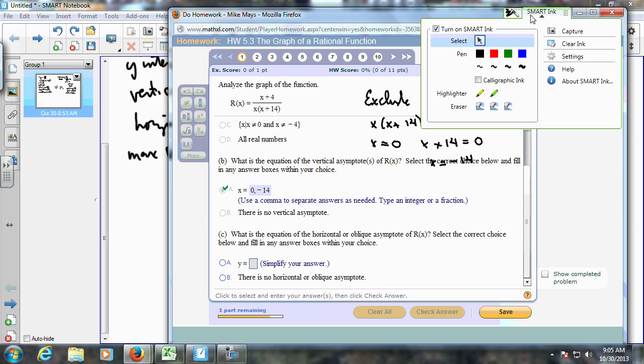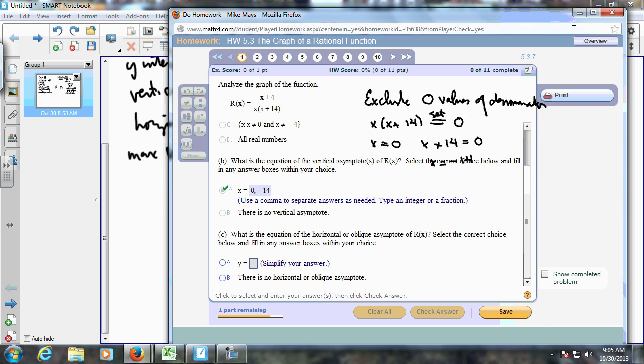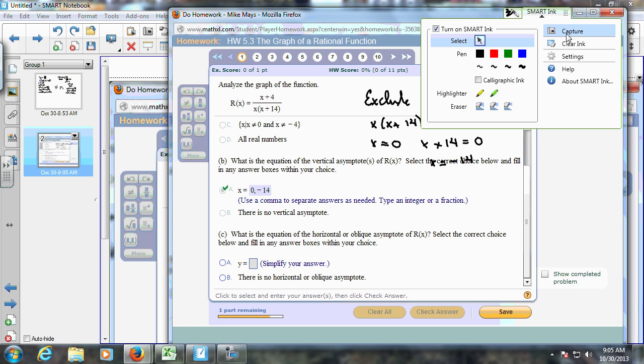Let me clear my ink now. Well, let me capture it while I've got it here. And now I'll clear my ink.